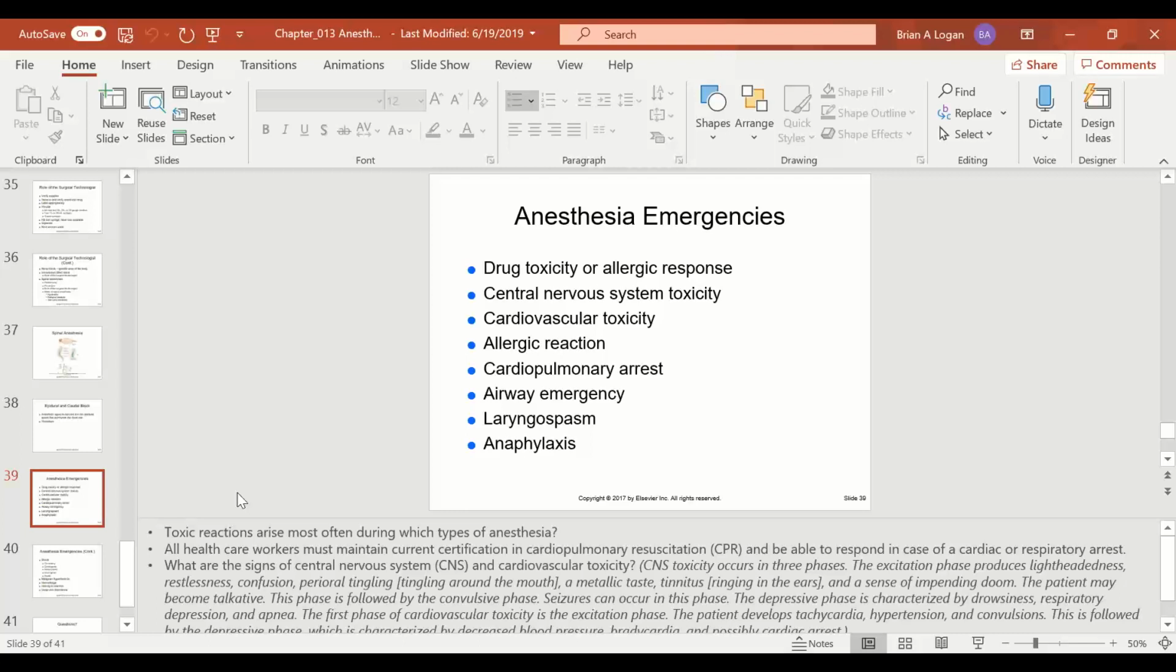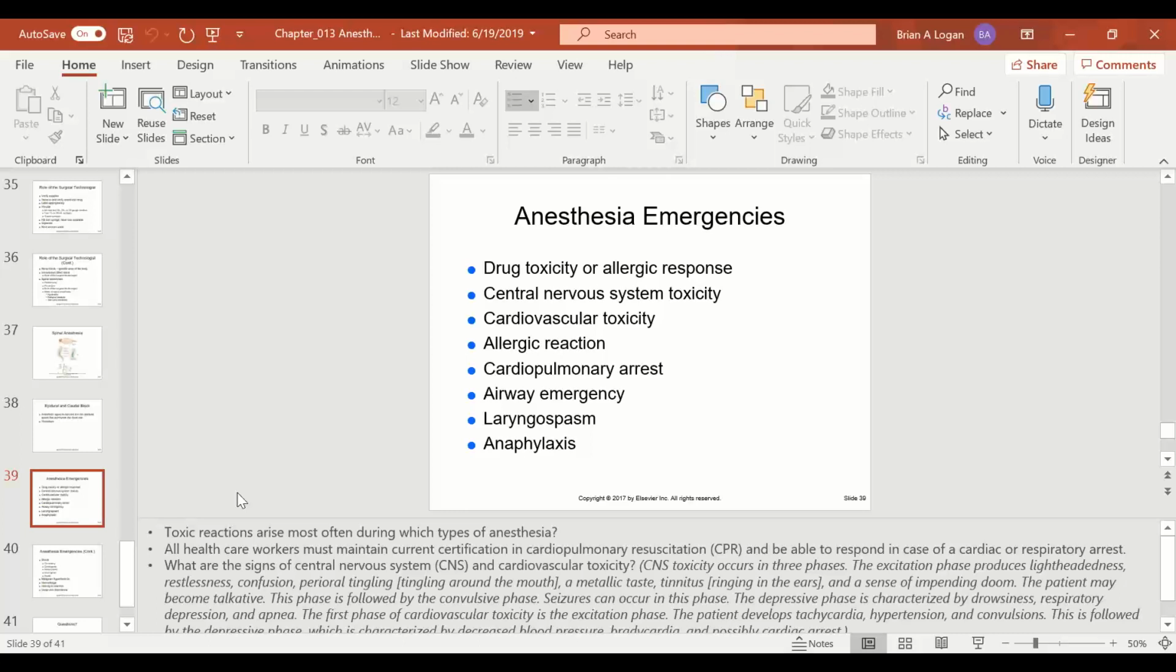Anesthesia emergencies, right? This could be drug toxicity. We've given too much of the drug, we've gone over the max dose, and now it's starting to damage tissue. Or the patient could be having some kind of an allergic response. If the patient is already intubated and their airway is swelling, that tube stays in, because if you remove that tube, you may never get that airway back.